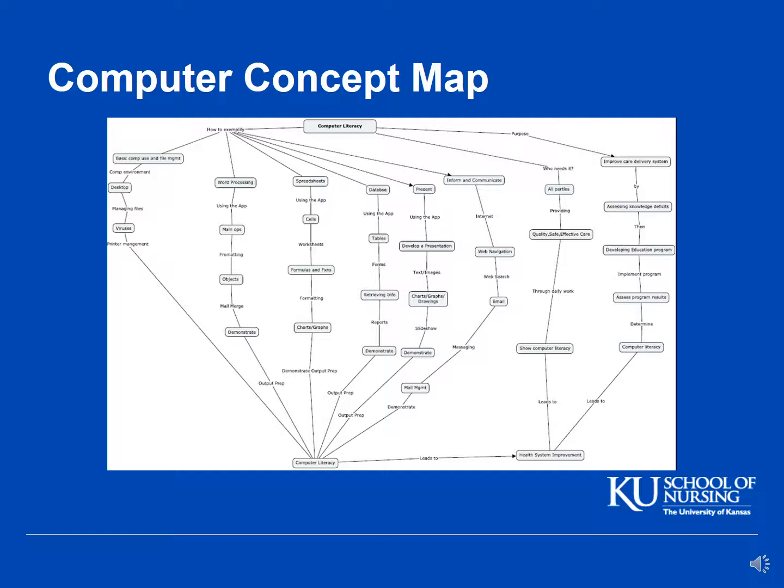The computer literacy concept map is next, and this is broken down into how one uses computer literacy, its purpose, and who needs it. Its purpose is really having computer literacy is important because it helps us improve care delivery systems or any kind of system in our world that needs a computer to make things go more smoothly.